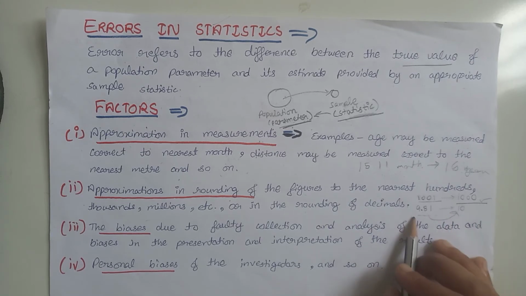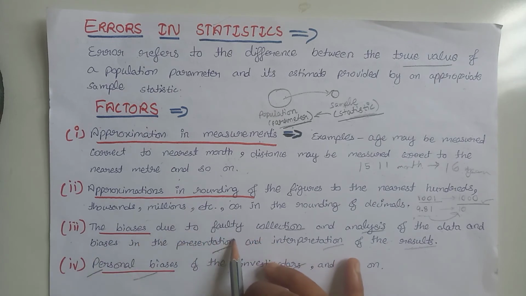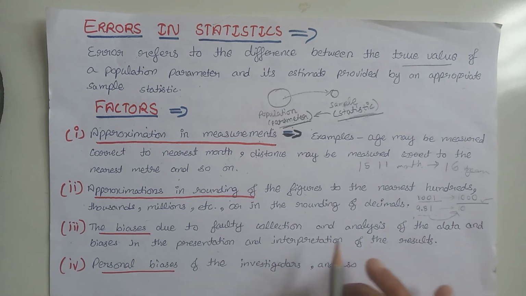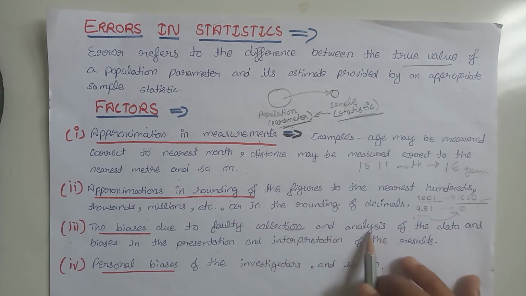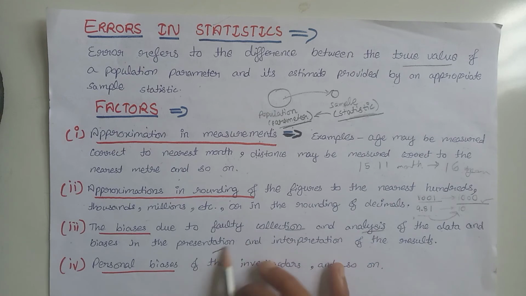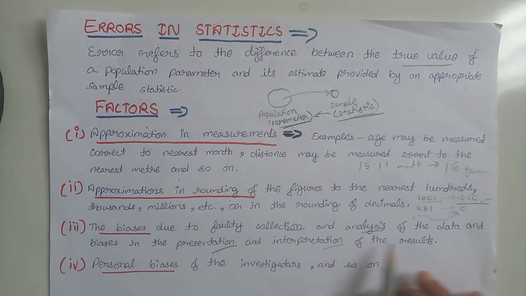So again error occurs. Next, the third one is the biases due to faulty collection and analysis of the data and biases in the presentation and interpretation of the results. So of course, if we collect or analyze data in the wrong manner, then error occurs. And of course, if we present or interpret the results in the wrong manner, then also error occurs.